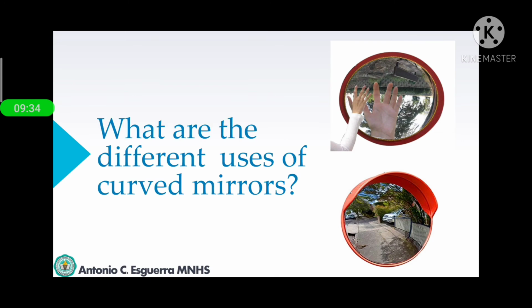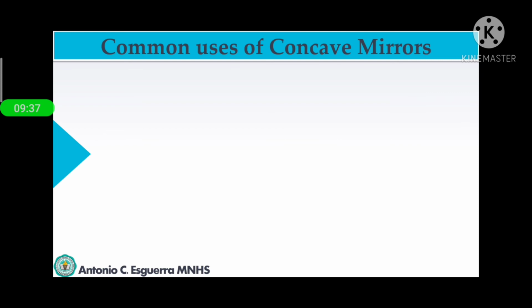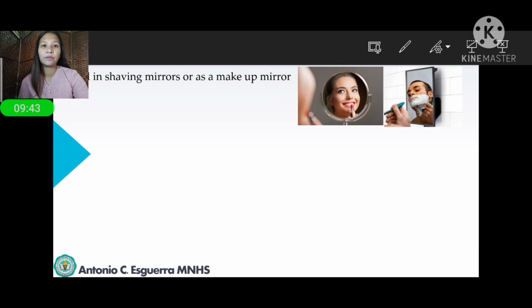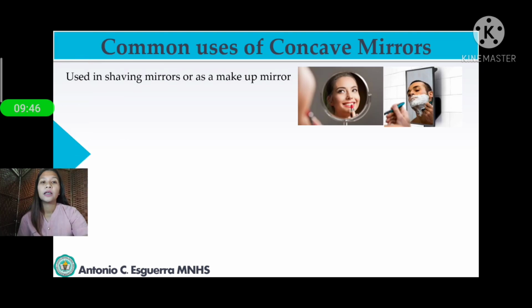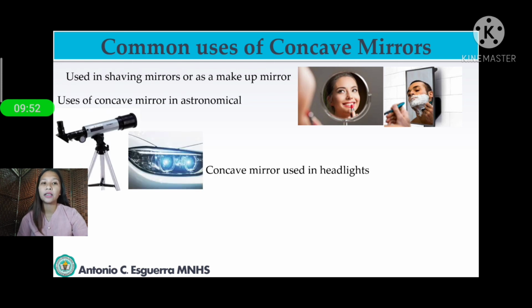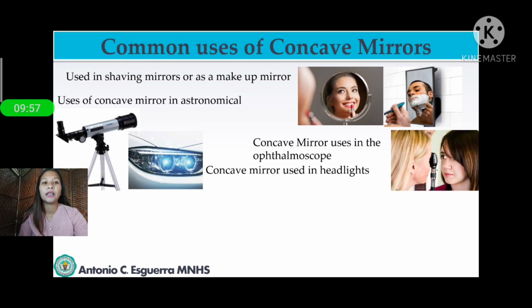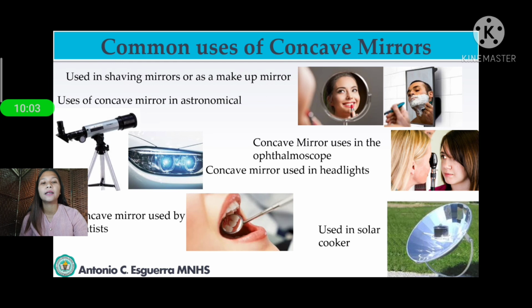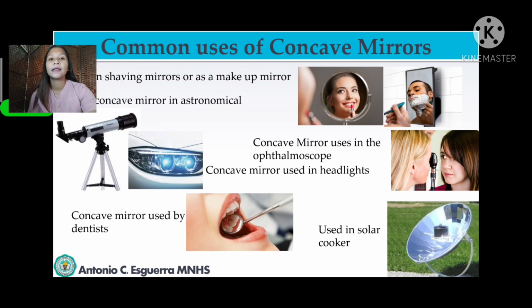Now, what are the different uses of curved mirrors? Concave mirrors are commonly used for shaving mirrors or makeup mirrors. They are used in astronomical telescopes. They are also used in headlights and in the ophthalmoscope. They are also used in solar cookers, and they are used by dentists.